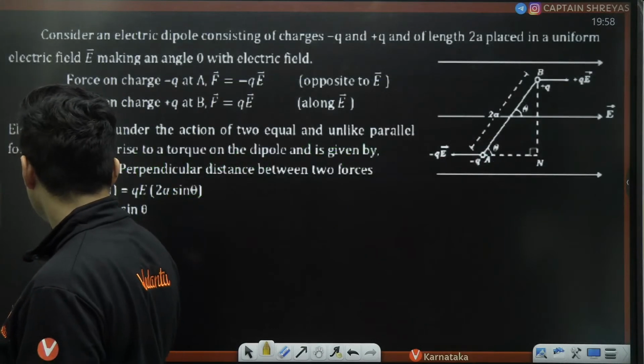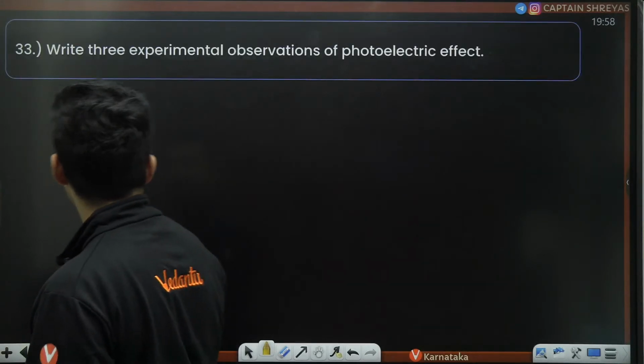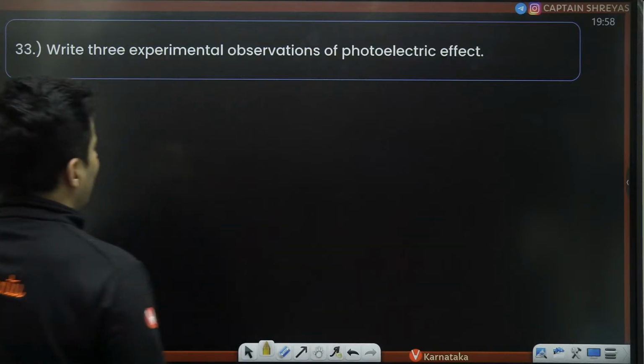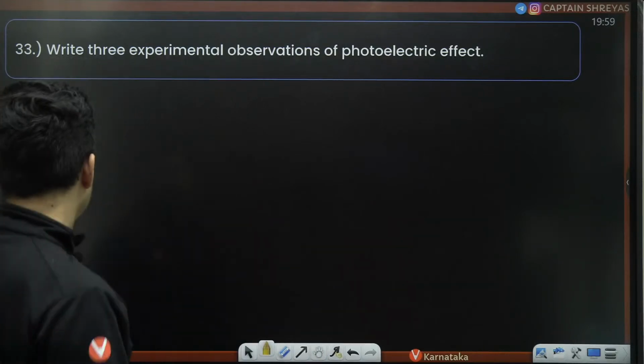Okay, so that is what this is. Awesome. Write the expression for experimental observations of photoelectric effect?